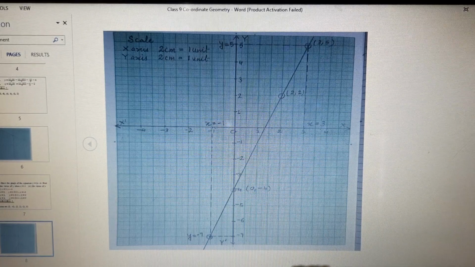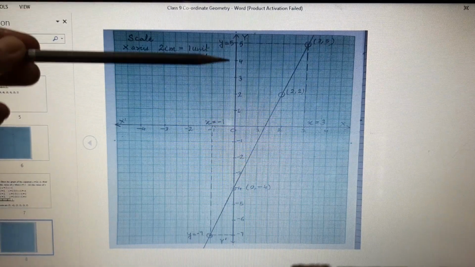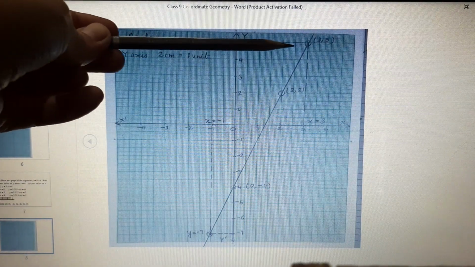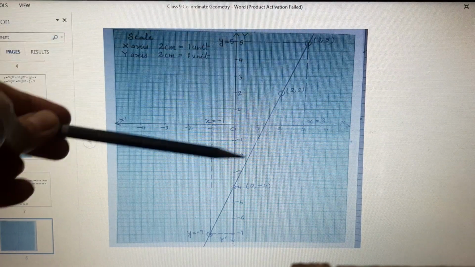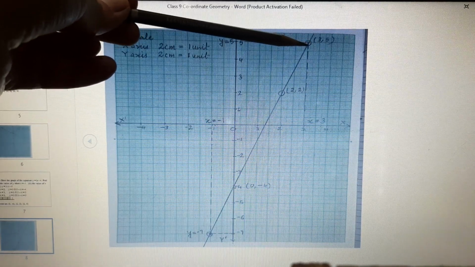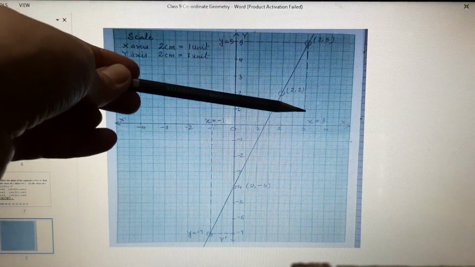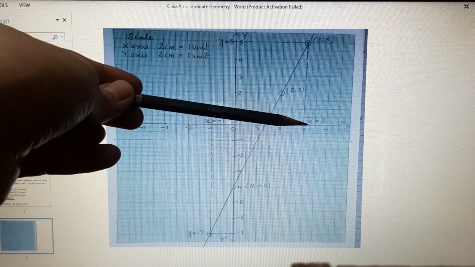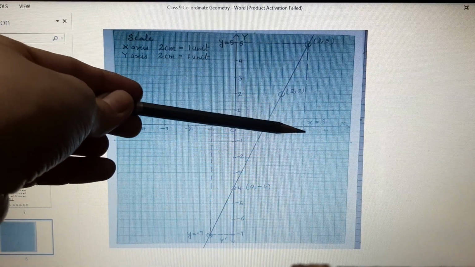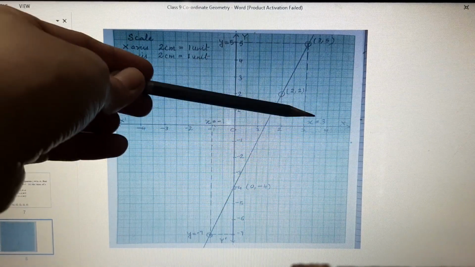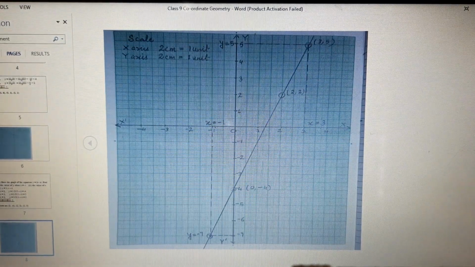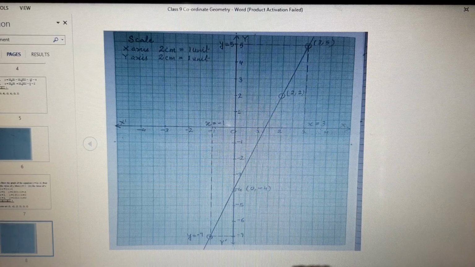Likewise, if y is equal to 5, on the y-axis 5 is here. We'll drop a perpendicular, and it cuts the graph of the equation at this point. From this point, we drop a perpendicular to reach the x-axis, because we need to calculate the value of x. It comes to 3 over here. It means if y is 5, then x will be equal to 3.